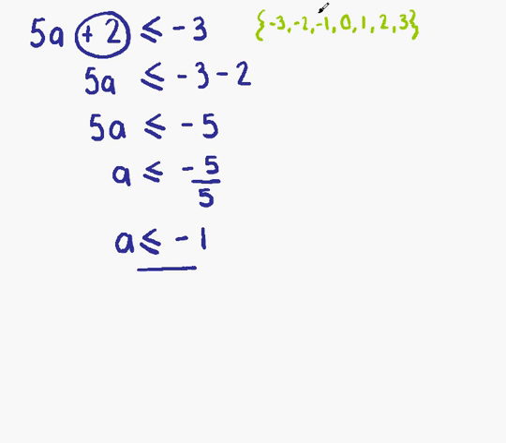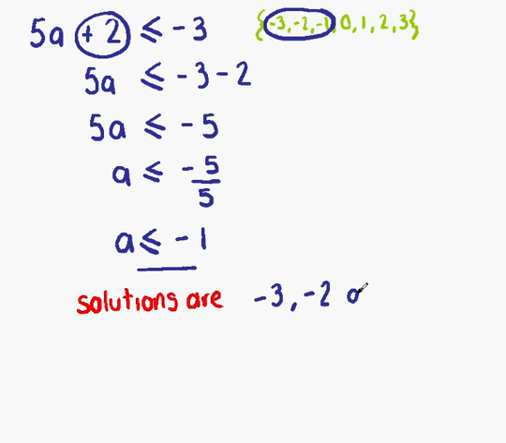So the numbers that are less than or equal to minus 1 from this set are the numbers minus 3, minus 2, and minus 1. So our solutions are minus 3, minus 2, and minus 1. And those are our final answers.